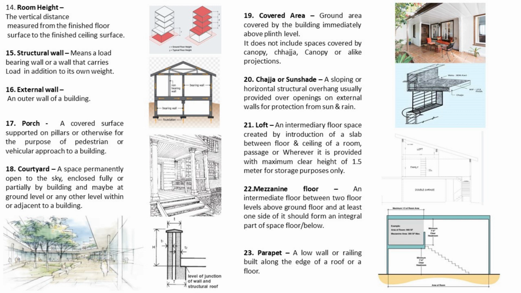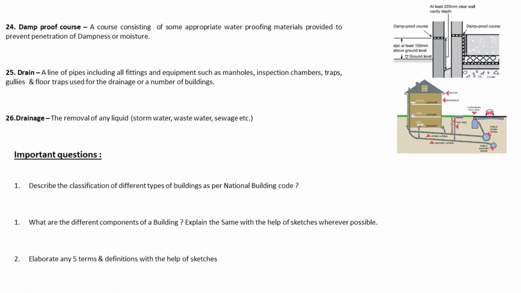Mezzanine floor, an intermediate floor between two floor levels above the ground, and at least one side it should form an integral part of the floor below. Parapet, a low wall or railing built along the edge of a roof or a floor. Now coming to the damp proof course, a course consisting of some appropriate waterproofing materials provided to prevent penetration of dampness or moisture. Then drain, a line of pipes including all the fittings and equipment such as manholes, inspection chambers, traps, gullies and floor traps used for the drainage of a building or a number of buildings. Drainage, the removal of any liquid, the storm water, the wastewater and sewage, etc.